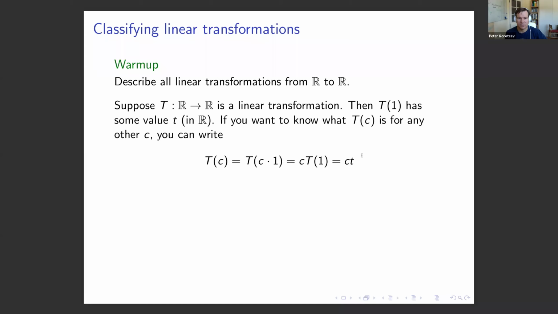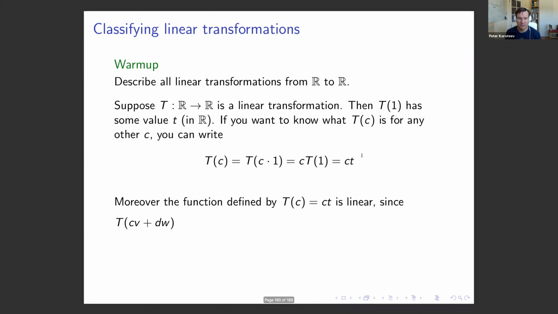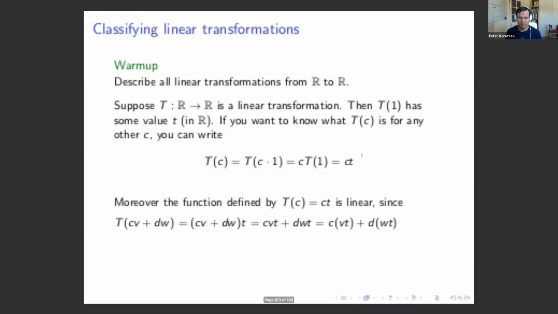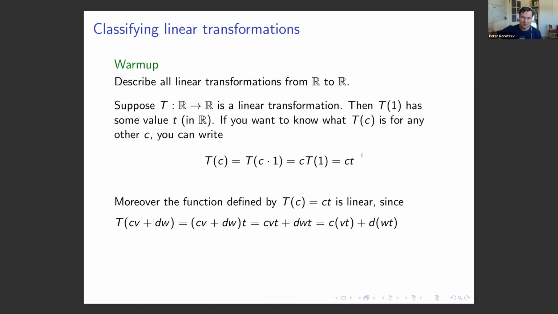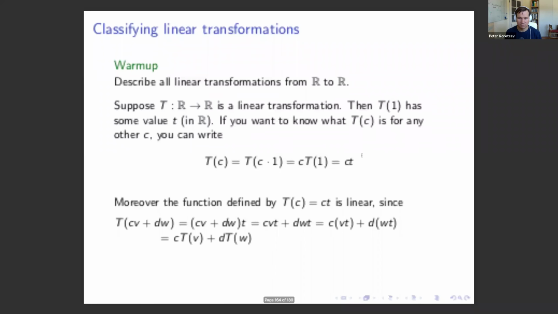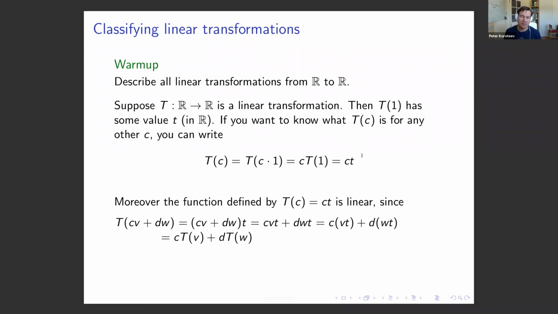So it scales the image by the same factor. Moreover, the function determined by T of c equal to ct is linear, since T of (cv plus dw) is equal to (cv plus dw) times t, which is equal to cvt plus dwt. And it's the same as c times vt plus d times wt, or c T of v plus d T of w.